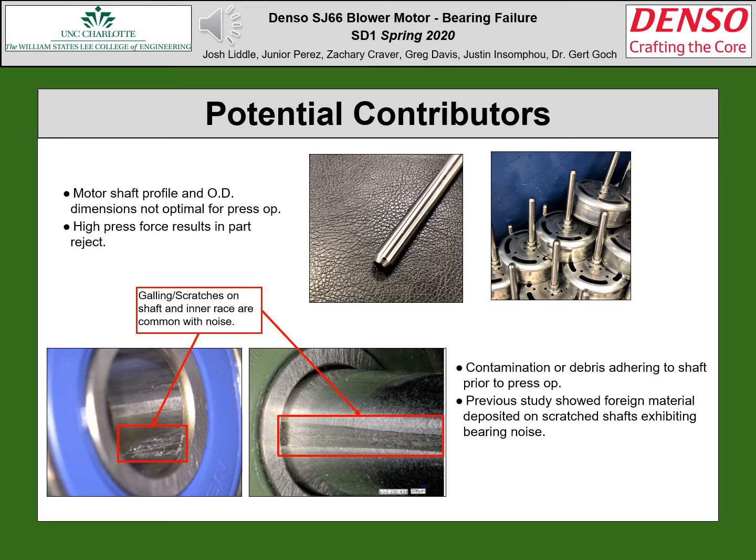Potential contributors that were looked at in our study were the key factors affecting the shaft and bearing interface. Shaft outer diameter, chamfer, and radius were evaluated to see how they affect the press force as the bearing is pressed on to the shaft.